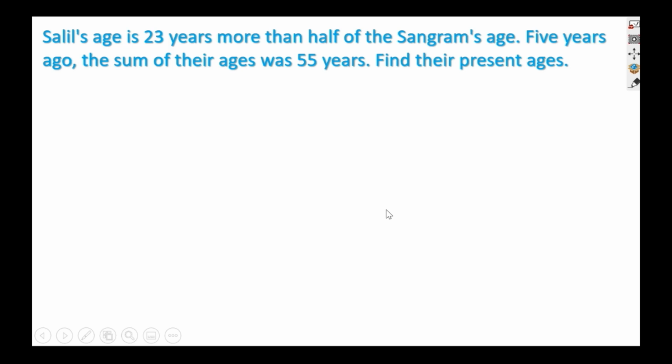Here is another question. Salil's age is 23 years more than half of Sangram's age. Age-related problems are very common in this topic. 5 years ago, the sum of their ages was 55 years. Find their present ages. Present ages are asked. Normally what is asked will be considered as x and y. That's the method. We will become a little bit fast now.